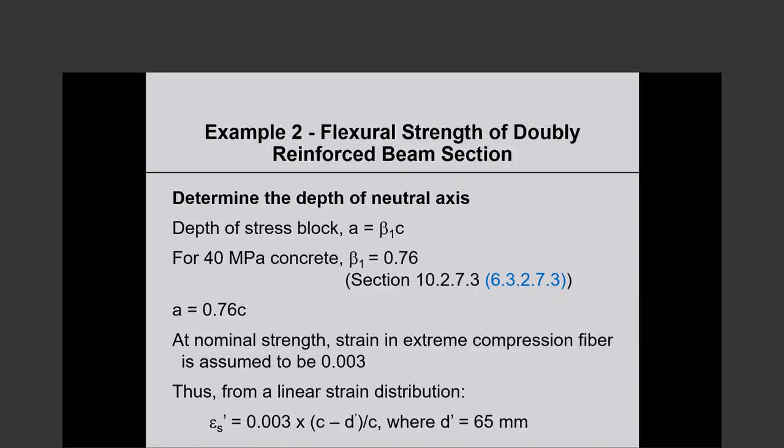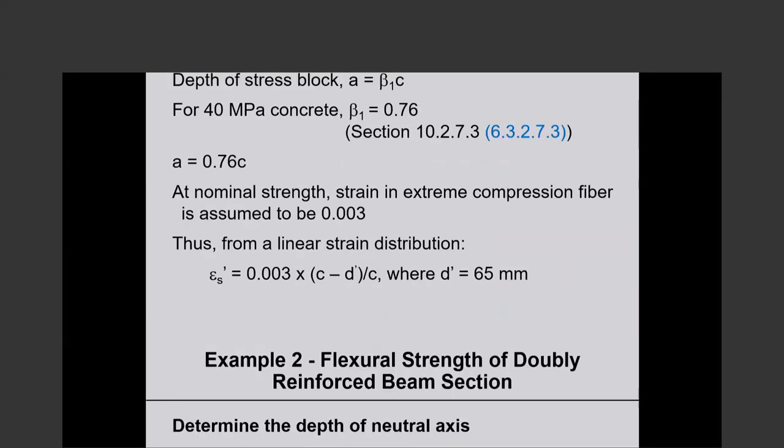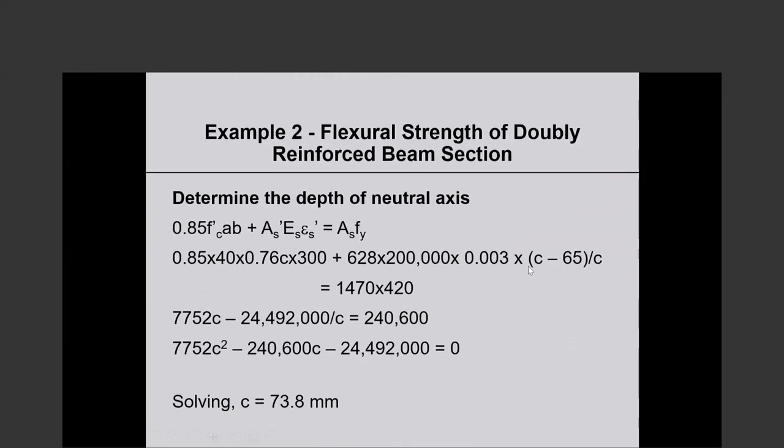I'm sorry, it doesn't give us that; so the strain in the compression steel is equal to this from straight line strain distribution, where this d prime was established to be 65 millimeters. Should have been 62. We miscalculated slightly, but 65 millimeters is the number that we have carried through the example.